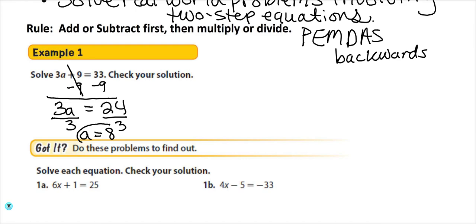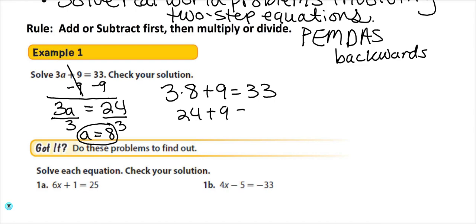So let's go ahead and circle that. All right, now let's check this. So we have 3 times 8 plus 9 equals 33. 3 times 8 would be 24, plus 9 equals 33. Yes, that's true.